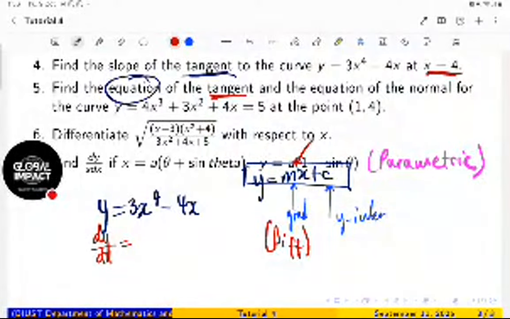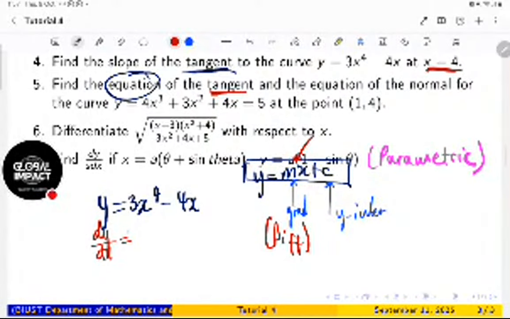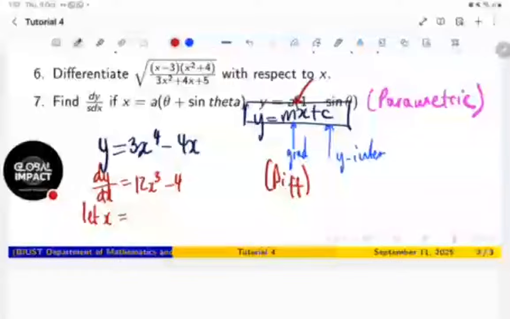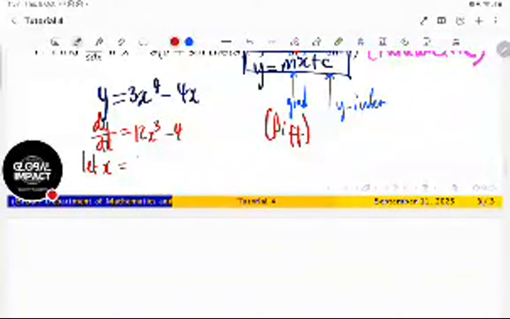So you differentiate. Drop the power: 4 times 3, 12, x to the power of 3, minus 4. Now let's put the point. You can say let x be equal to wherever they say. Where is it now? It is equal to 4. So you say let x be equal to 4.